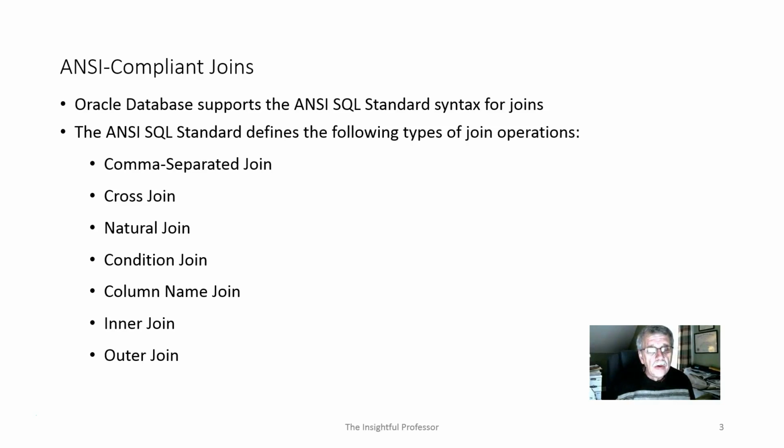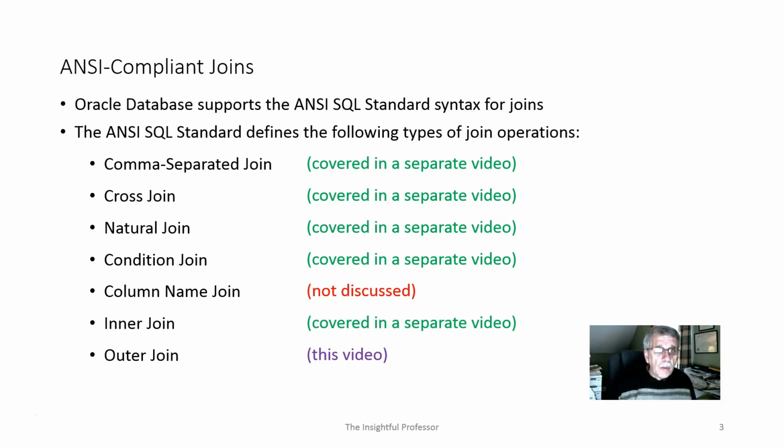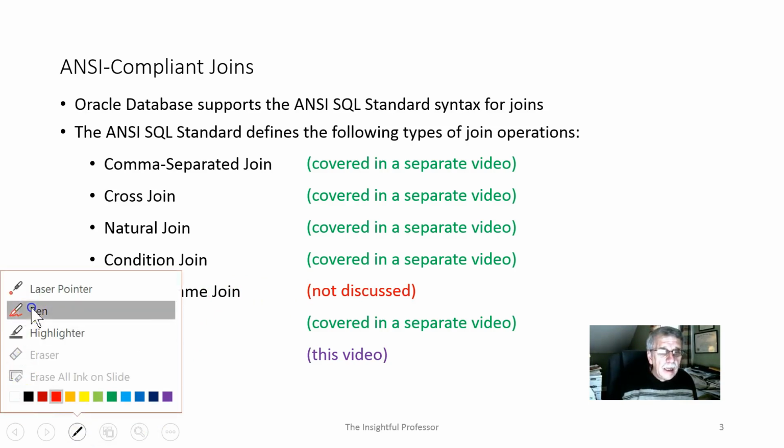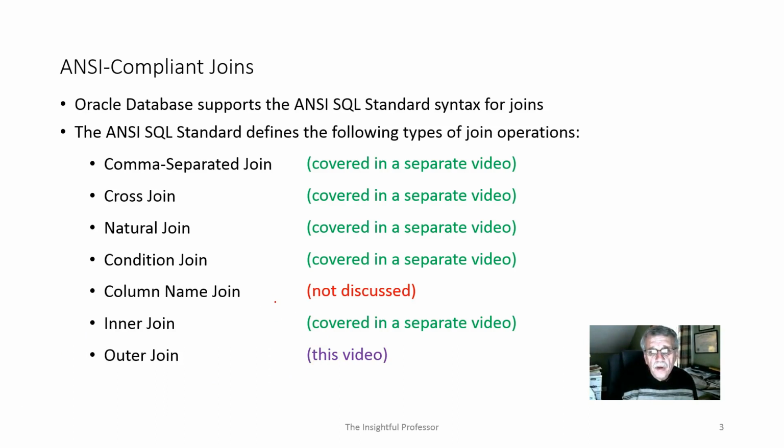Now, the ANSI SQL standard has a variety of different types of joins. These were brought to your attention in the earlier video on inner join. What I want to remind you of is in that previous video, all of these things that I've noted here in green are topics that were covered in that previous video. We are skipping over the column name join because it's really not needed. I didn't address it in the previous video, and I'm not going to address it at all. But the focus of this video is the outer join. So this is what we're going to take a close look at in some detail here.